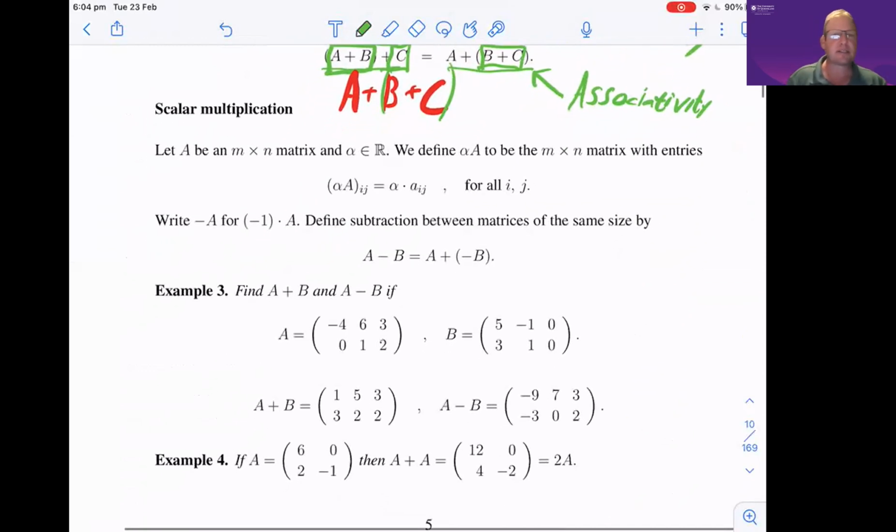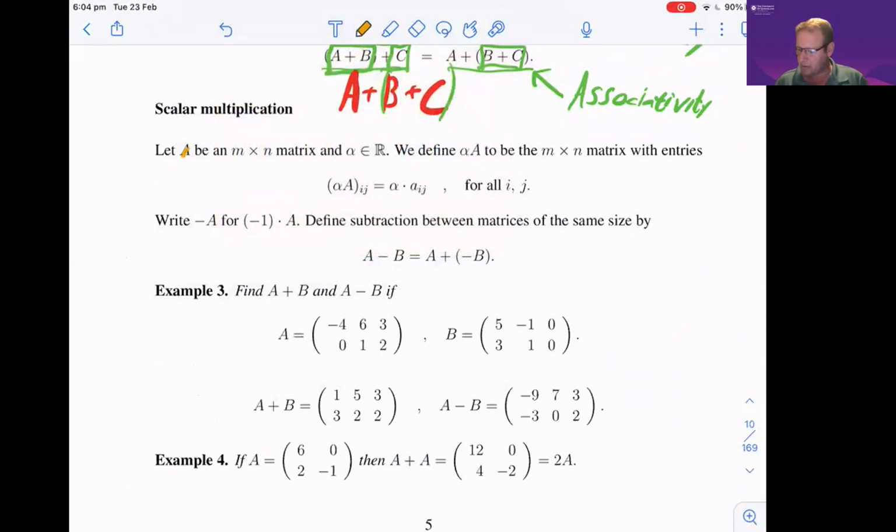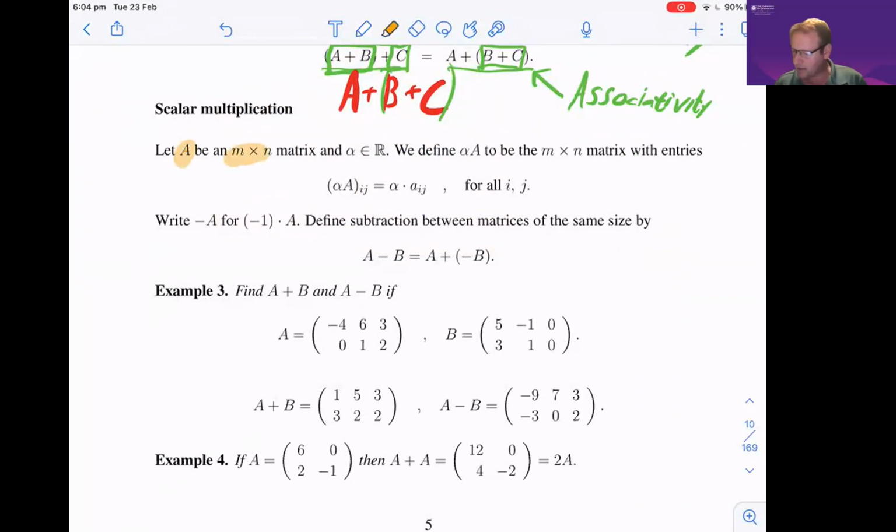Now comes this thing called scalar multiplication. Let A be an m by n matrix. What does this mean? What did I just highlight? How do I read this thing? Part of the language of mathematics is to read things and just be able to say them.